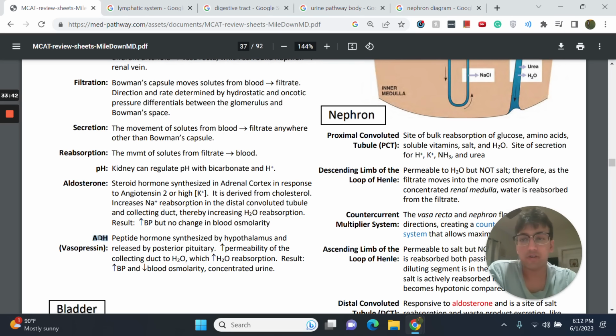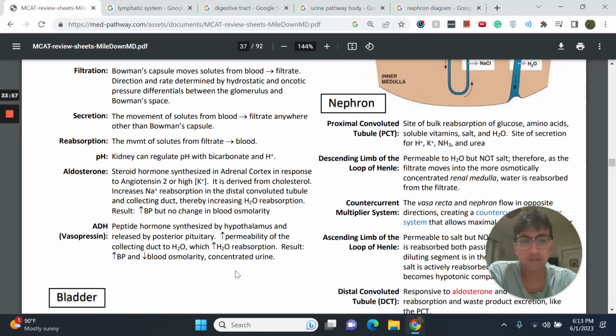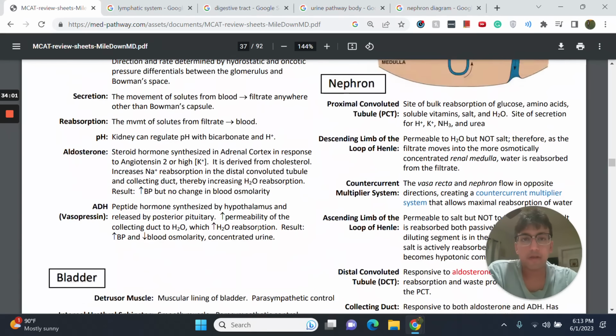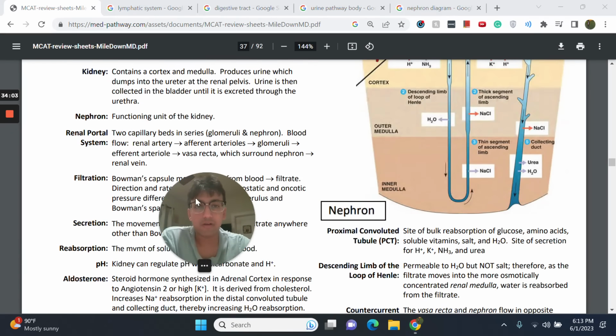Finally, we have ADH, or vasopressin. ADH is a peptide hormone that's synthesized by the hypothalamus again and released by the posterior pituitary, and it increases the permeability of the collecting duct to H2O, which increases H2O reabsorption. So what you're going to get is very concentrated urine, and I kind of explained this already. Okay, now let's talk about the nephron a little bit more.